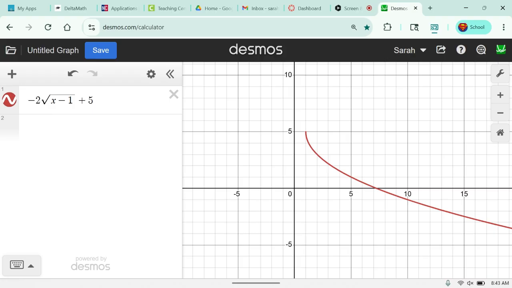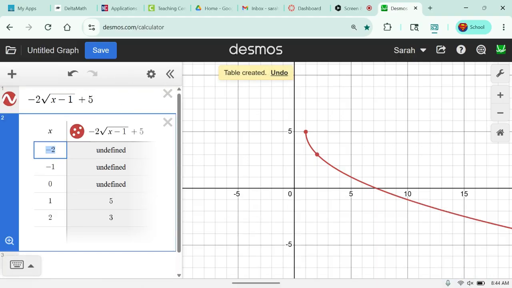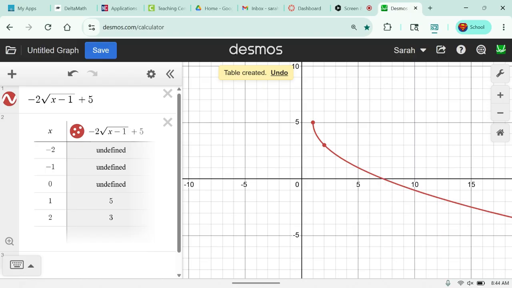Guys, I know I've taught you this. How do you get exact points in Desmos? You generate a table. How do I generate a table? You click the gear key, and then I click what? Table. Now, if you look, with all of these, they say undefined. That's because that's when you get into imaginary territory. But then it starts at 1 and 5. All right. So you get 2, 3.